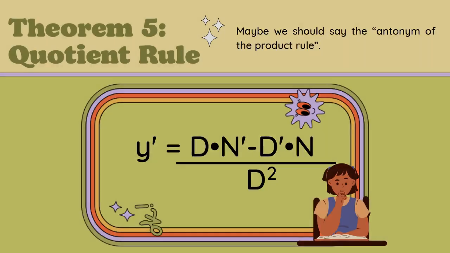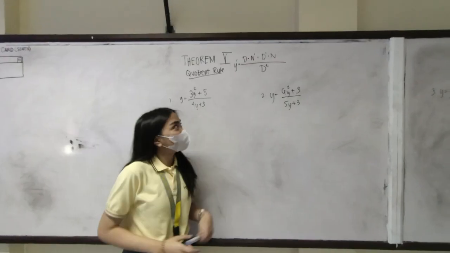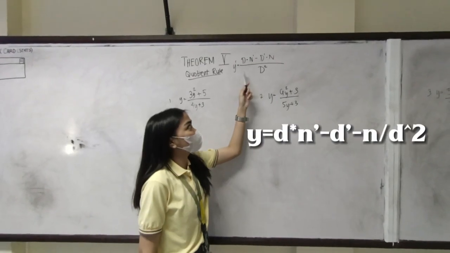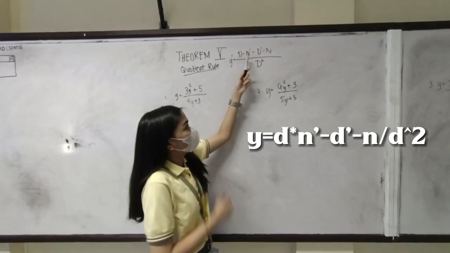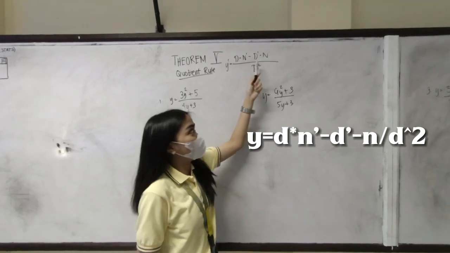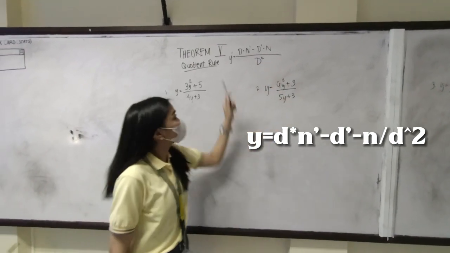Theorem 5 is also a complex one. It is the quotient rule. Maybe we should say the antonym of the product rule. Like the product rule, you should get first the derivative of the two terms before substituting it into your problem. But instead of using first and second terms, we'll utilize the elements of fraction, the numerator, and the denominator. For the fifth theorem, we have y prime equals denominator squared, denominator times the derivative of numerator minus derivative of denominator times numerator. And that's called quotient rule.